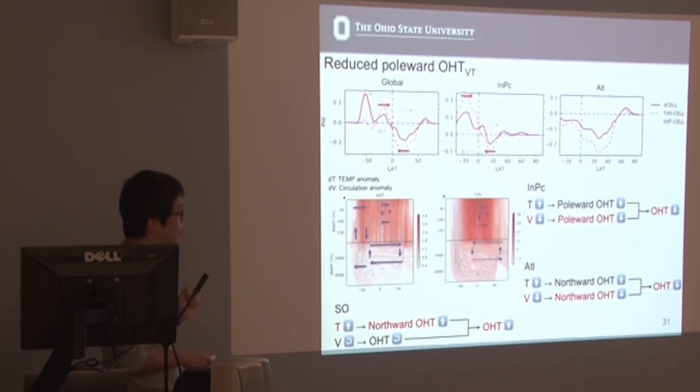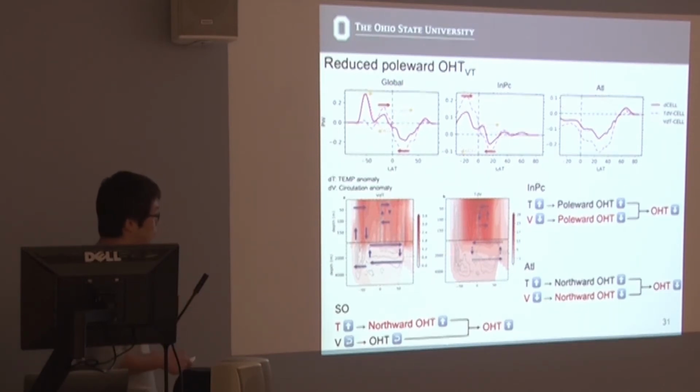We found that it is due to reduced AMOC that leads to a reduced ocean heat transport, even though global warming leads to an intensified northward ocean heat transport. But the mechanism changed when we moved to the Southern Ocean.